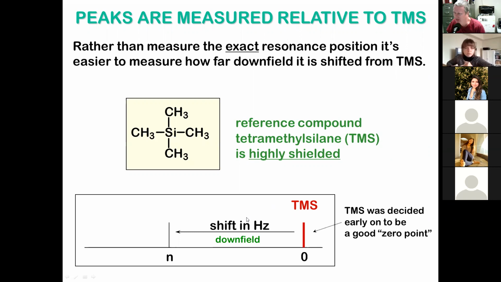Now, why is TMS so far to the right compared to everything else? It's because of the silicon. It's got a lot of electrons, and it's extremely shielded. All the methyls are extremely shielded, and that makes them go to the right. So TMS is as far right as you can go, basically. We define it as 0. The shift is measured in hertz, and everything to the left of that is downfield.